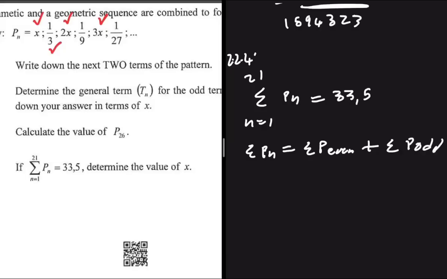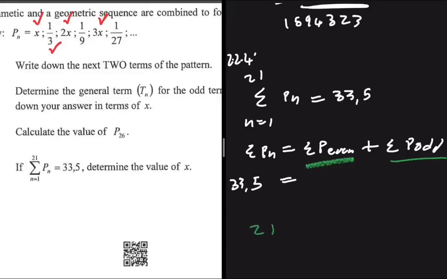We know fully well that the terms on the odd positions are given by the arithmetic sequence, and the terms on the even positions are given by the geometric sequence. The sum is 33.5, which is equal to... Let me show you something first. We're looking for the sum of the first 21 terms.